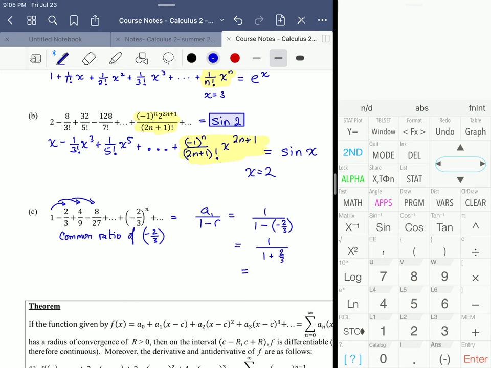So 1 over 1 plus 2/3. So that's 3/3 plus 2/3, which is 5/3. 1 over 5/3 is 3/5. So that would be your sum because this is a geometric series.